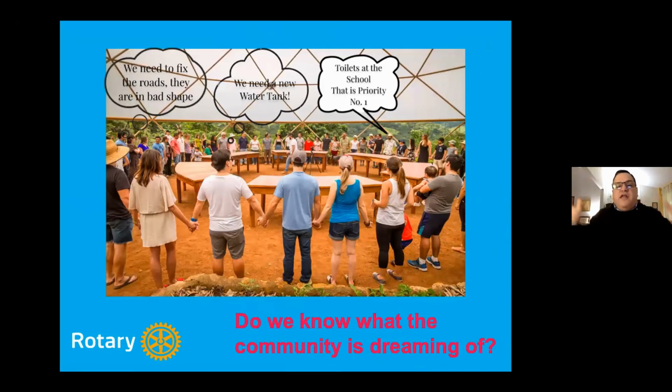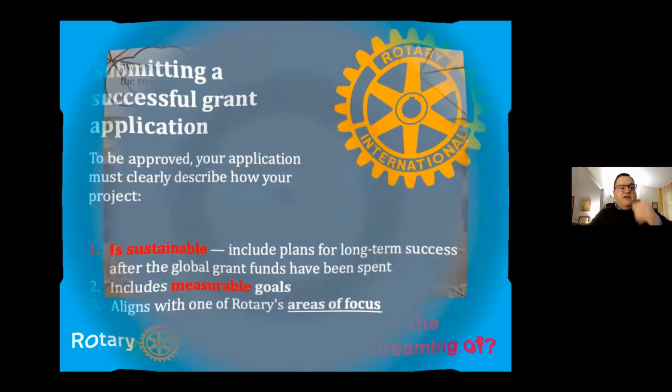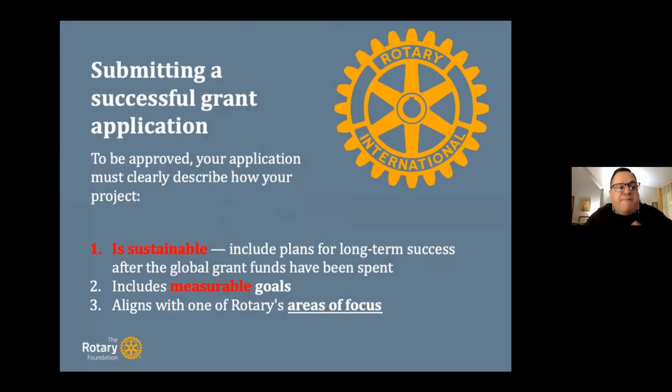We have a community that has different ideas. Some think about toilets, some think about water tanks. Others think about fixing the road, which has nothing to do with water and sanitation. So we've got to talk to the community. What are they dreaming about? What do they want for the community? It's important that when we submit an application for a grant with the foundation, we have a good evaluation of our project. And part of that is, how do we make it sustainable? Well, let's get the community involved.